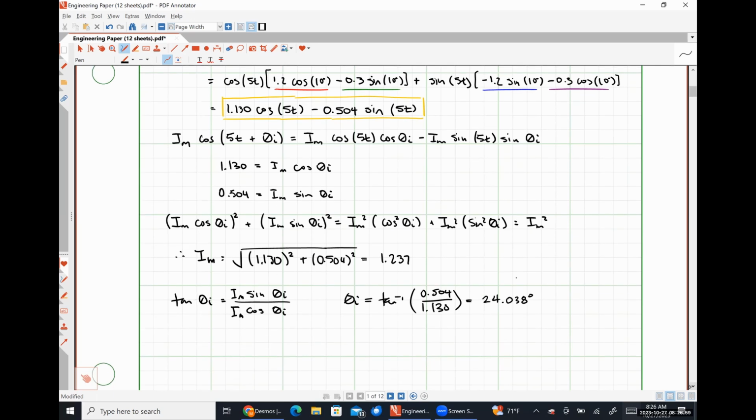Putting this together, I can say that IS of t is then 1.237 cosine of 5t plus 24.038 degrees amps. I'm going to put a box around this guy as well.